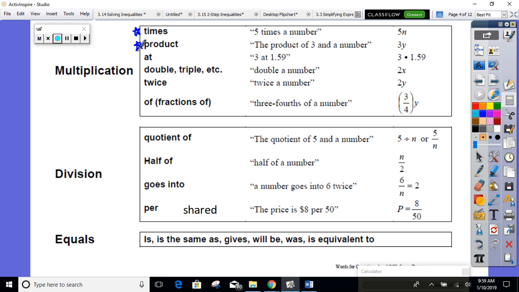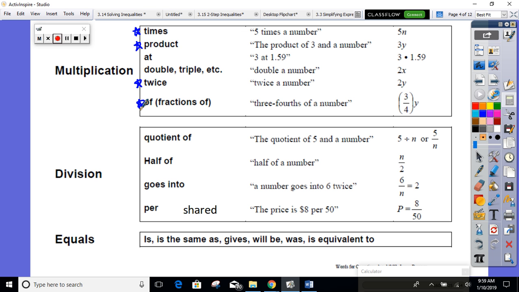Double, triple, etc. Say you were saying double a number or twice a number. I think you're going to see "twice" more often than you'll see "double." "Of" is used a lot. So say you were finding 2/3 of a number. You would multiply 2/3 times that number. So this is actually used a lot.